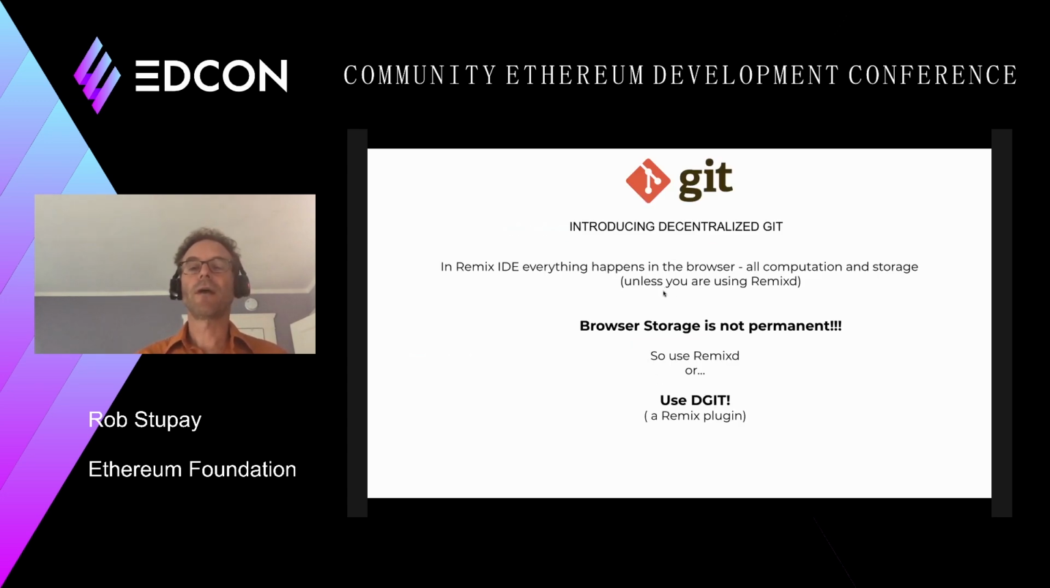Another cool thing we've started to do, this is not about VS Code, but it's about DGit. It's a new plugin that we've got that helps manage version control. In the browser, people lose their work because if the browser crashes and you lose your local storage, you lose your work. You also have to know that all the computation and storage is happening in the browser, unless you're using remixd. But if you're not using remixd, you should use the new DGit plugin.